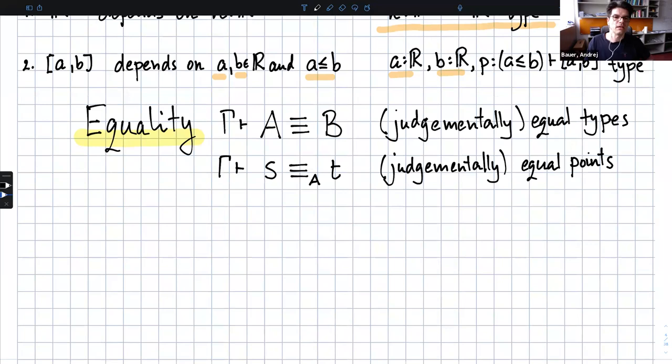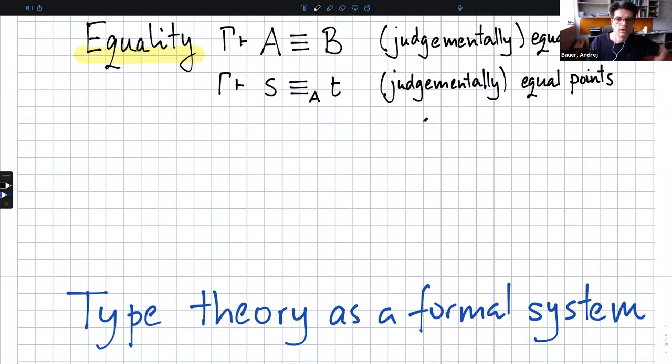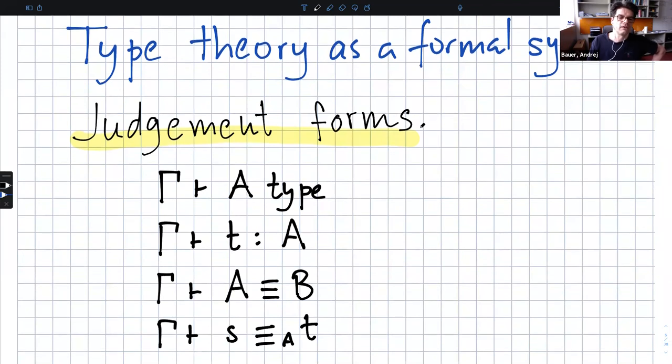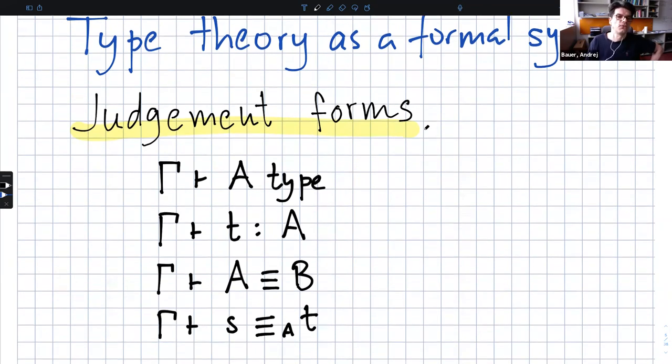So we can construct things, and we can observe that they're equal. As a formal system, and we're not going to get into that, but that is a subject that maybe some of you care about, we would say that there are four judgment forms, which are hypothetical judgment forms, hypothetical because they happen in contexts. These contexts are like available hypotheses. There are four forms of judgment that you can make: that something is a type, that t is a point in the type A, that types are equal, and that points are equal.